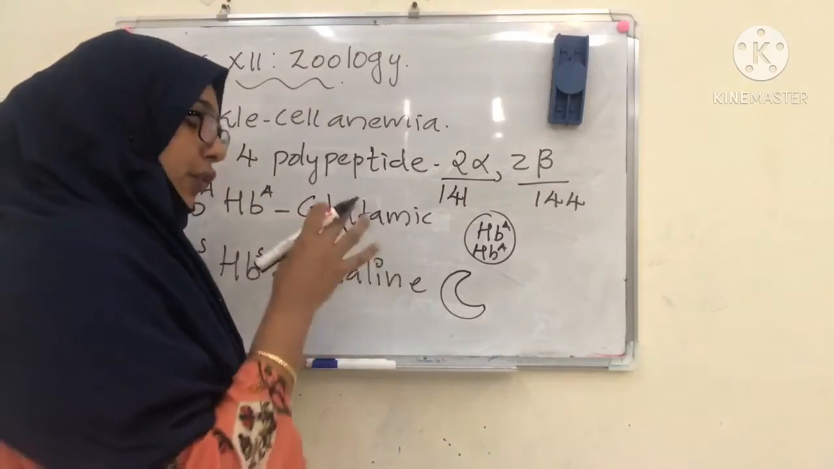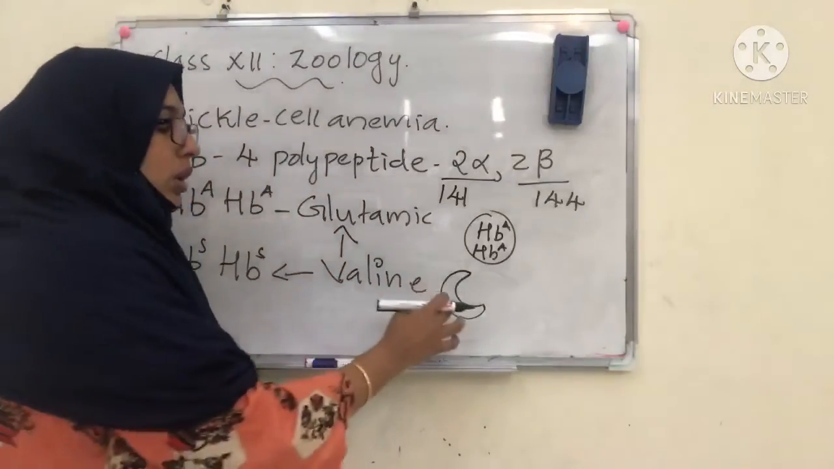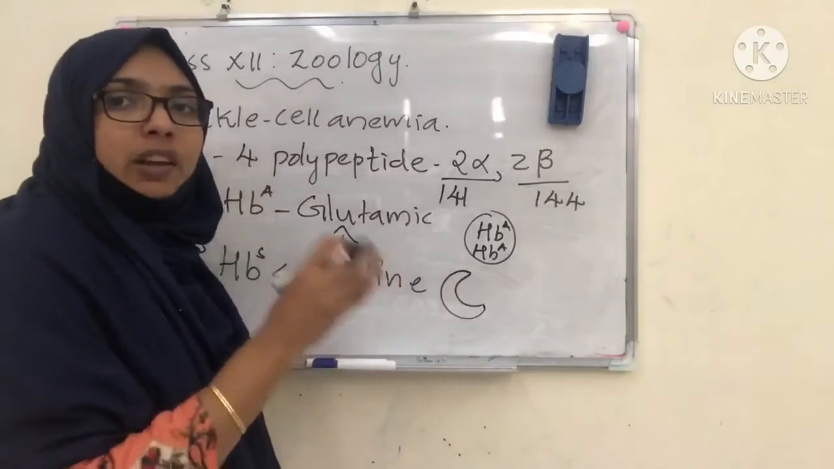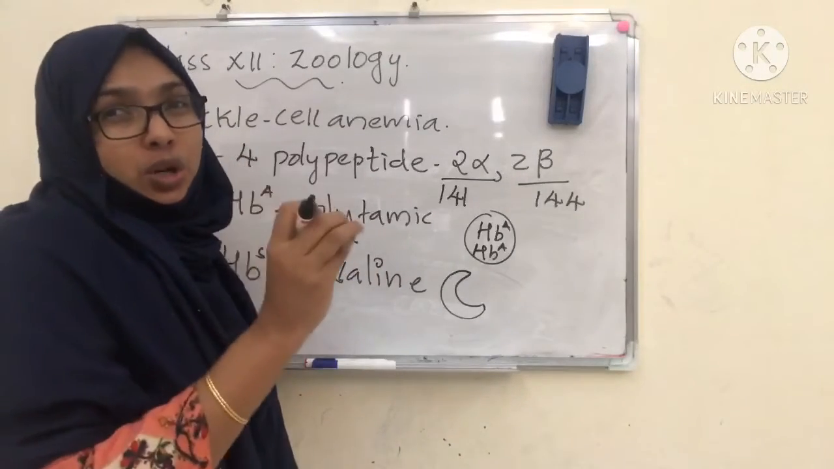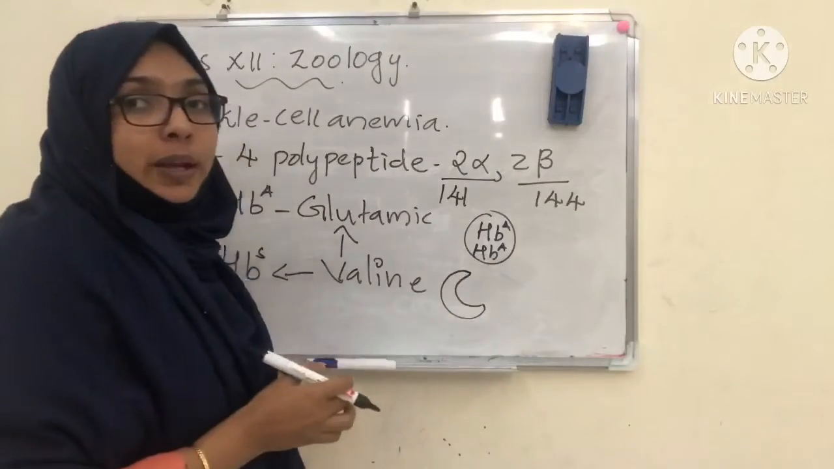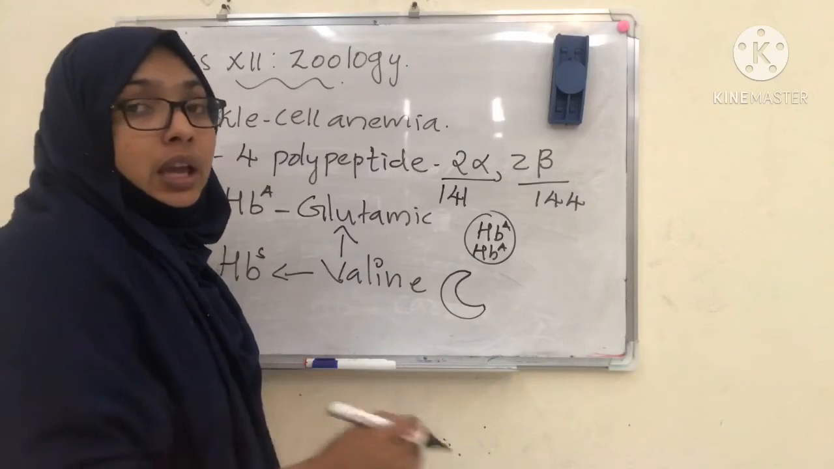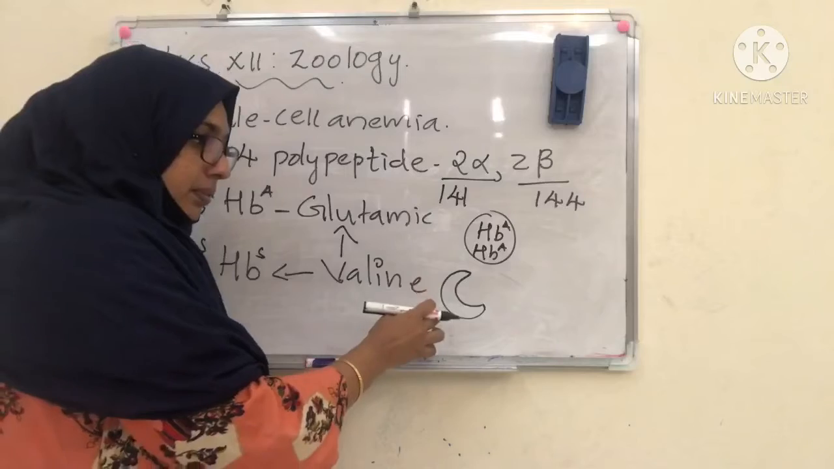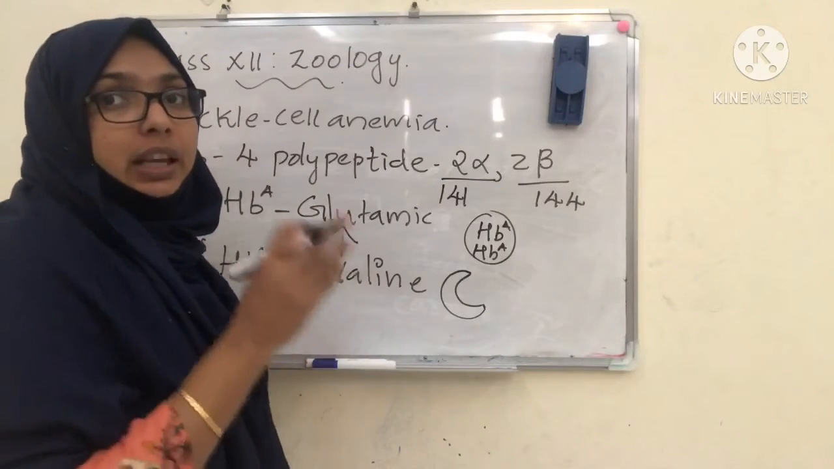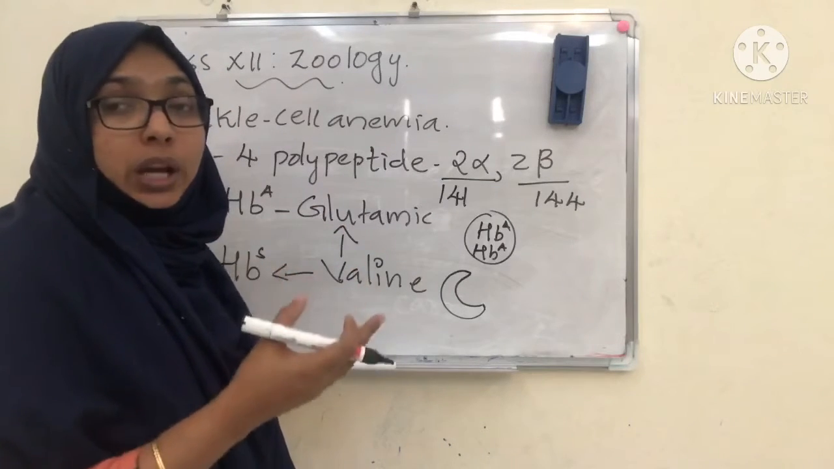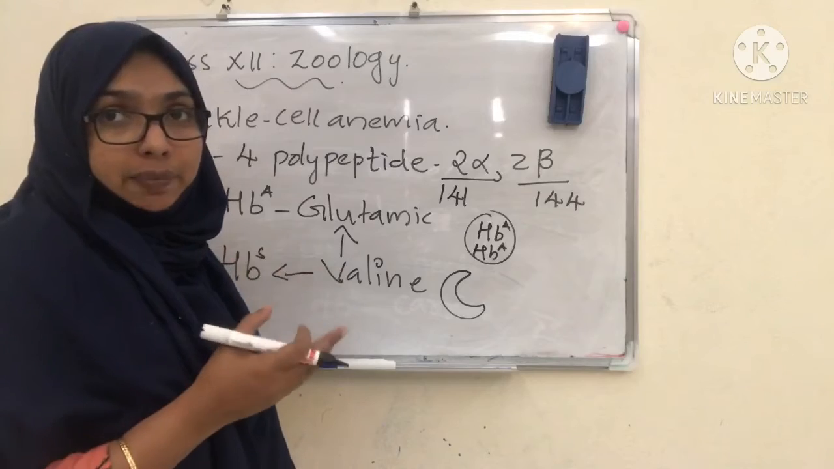Due to that, the lifespan of this RBC will be very short. Do you know what the lifespan of a normal RBC is? It's 120 days. When considering the sickle-shaped RBC, they will have a short lifespan due to the low oxygen binding capacity.